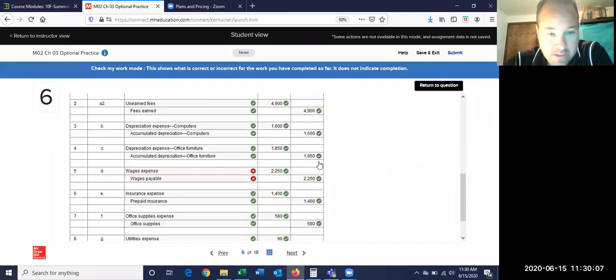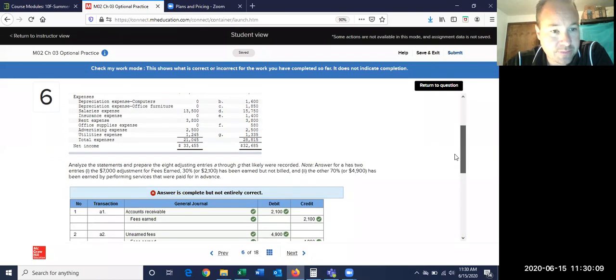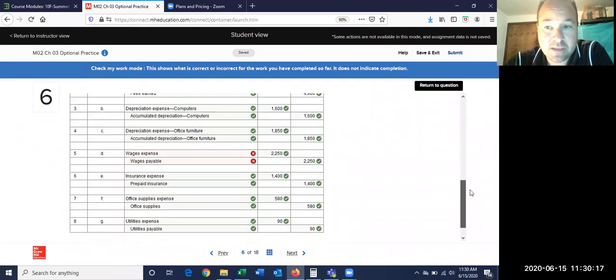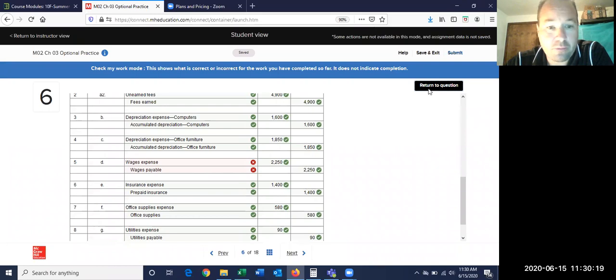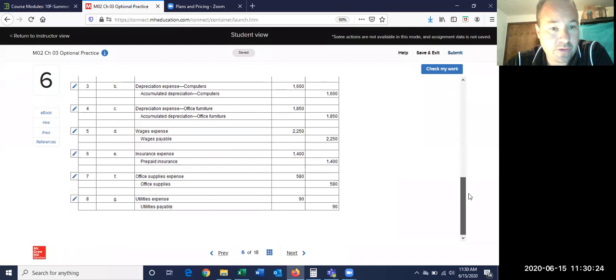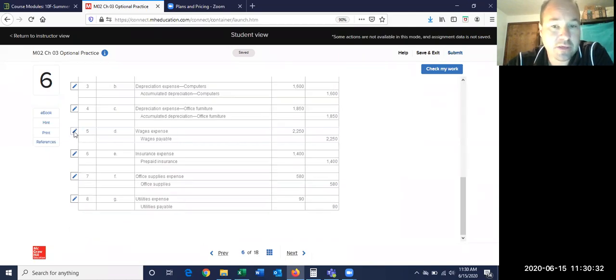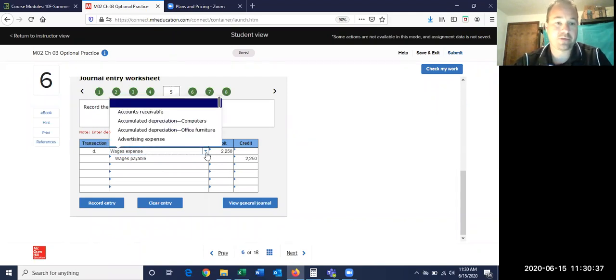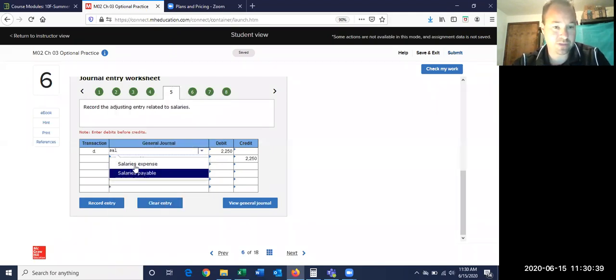Oh, we missed this one. This one I'm gonna guess is supposed to be salaries. Yeah, salaries. I put wages. Wages to me and salaries are the same thing. So that would be the only one we would need to go back and correct. So I didn't pay good enough attention. When we do it in class, I count either one, wages or salaries or something even close. So we would just come in here and put in salaries expense, the wages, and salaries payable.